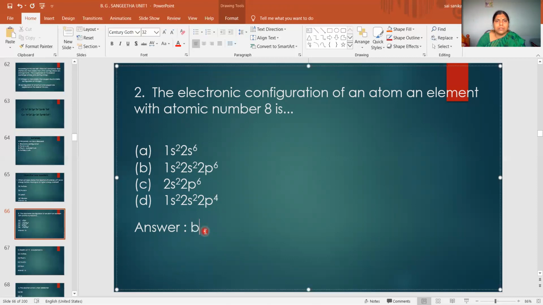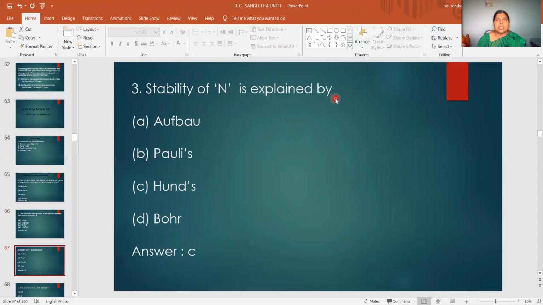Sorry, for atomic number 8, it is 1s2, 2s2, 2p4. The D answer, not B, the D answer. Atomic number 8: 2, 2, 4, 4 plus 4, 8. 1s2, 2s2, 2p4. Actually, this question comes under electronic configuration. The electronic configuration of an element with atomic number 8 is 1s2, 2s2, 2p4. Answer is D.